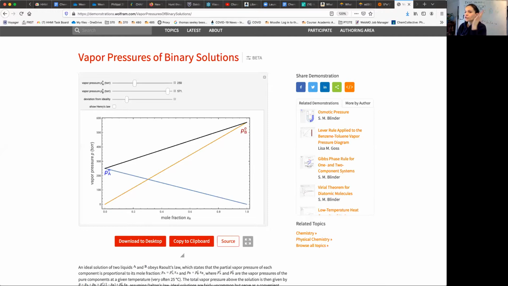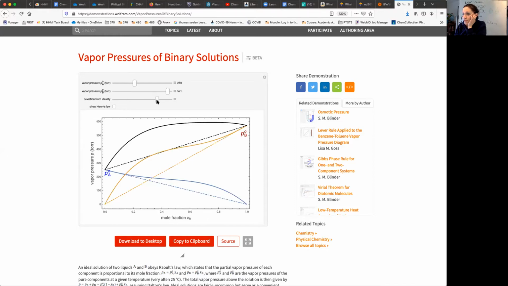Okay, back to share screen. So now I'm going to show you the deviation from ideality. So if we have a really, I'll just go way up. Boom, isn't that crazy? So the dashed lines show you what the Raoult's law for ideal mixing would be. Let's go even more crazy.